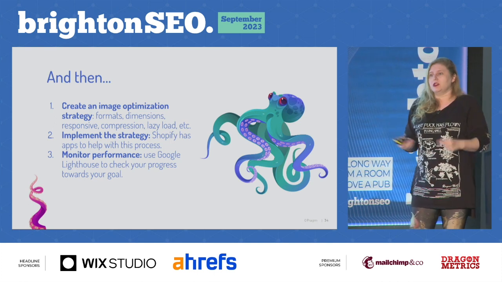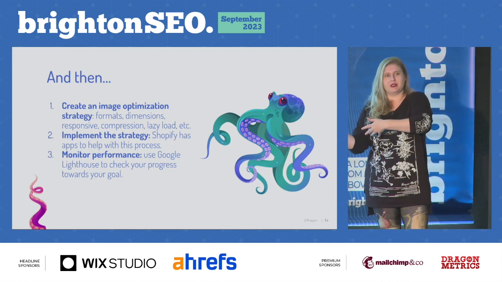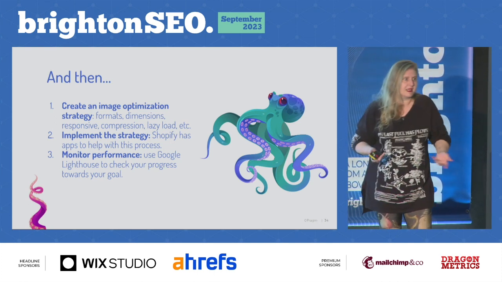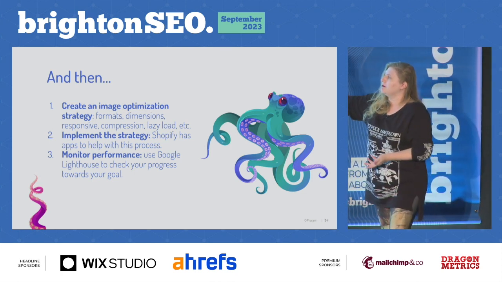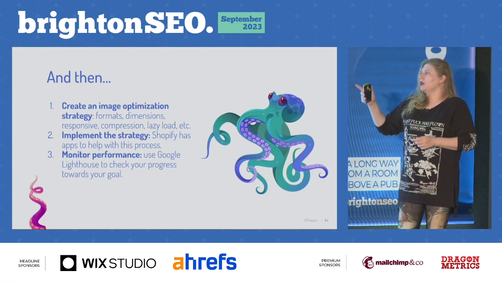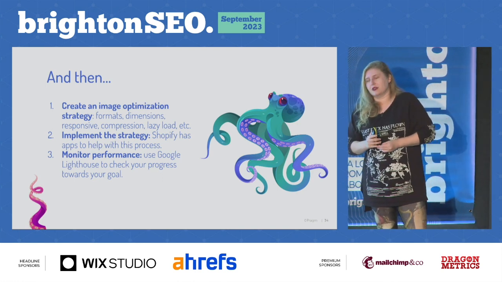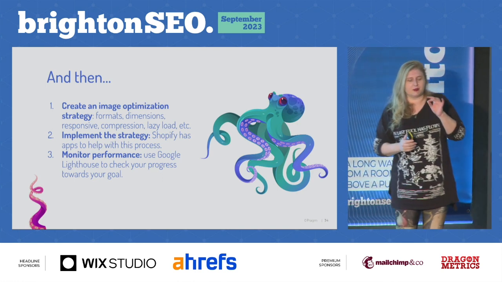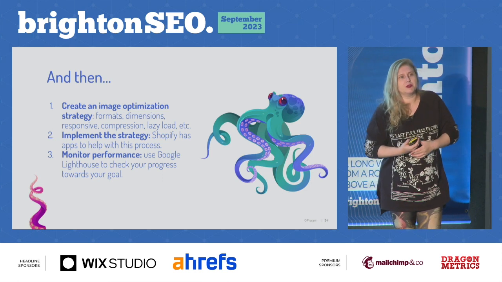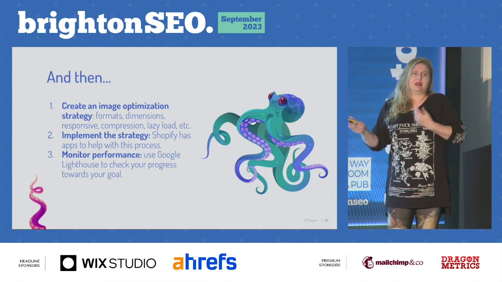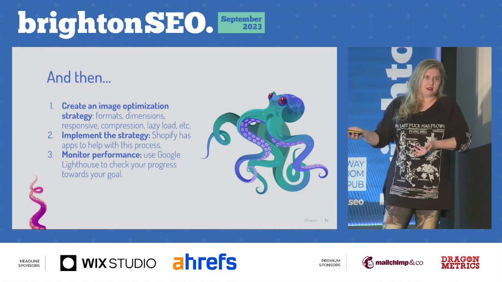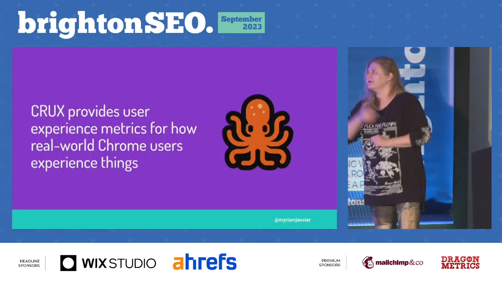Implement it. So remember my example with Shopify? There are apps that can help you, okay? So figure out which tools you wanna have and monitor the performance. So use Google Lighthouse to check your progress towards your goal. And that's like a small caveat, but I prefer Google Lighthouse to PageSpeed because of the way they calculate if you should compress an image or not, so we can talk about it.